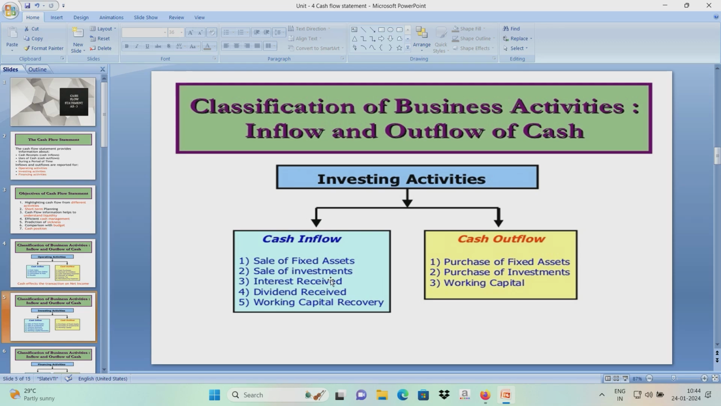At the time of sale, we sold that asset and the cash comes into the organization, so it is a cash inflow. Next is cash outflow. When we purchase any fixed asset out of cash, the cash goes out, so it is a cash outflow. These are the things that come under investing activities.